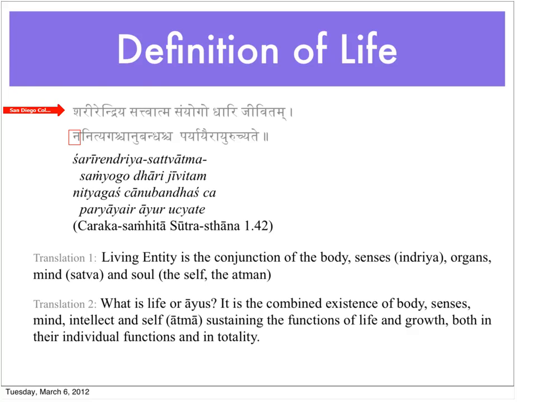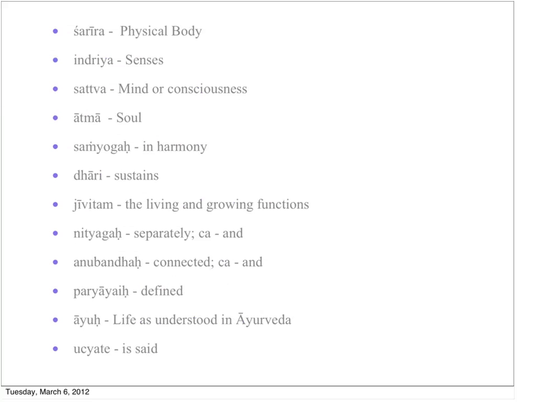But when we want to understand the verse, we break it up. So we have sharira, physical body, indriya, senses. Together it becomes sharirendriya. And sattva means mind or consciousness. Atma is the soul, the self, that little spark of the divine that is wrapped by ahankar and associated with mind and intellect. Samyoga means in harmony. Dhari, sustains. Jivatam, the living and growing functions. This comes from the verbal root jiv, literally to live, but it means living in the sense of the living and growing and producing byproducts function of life.